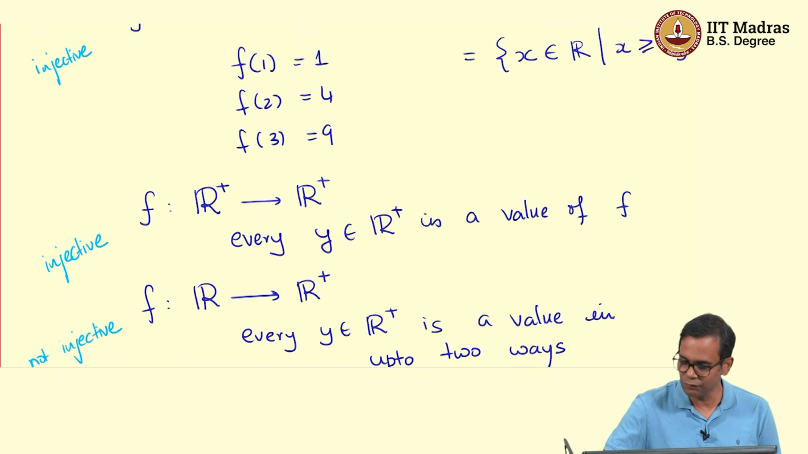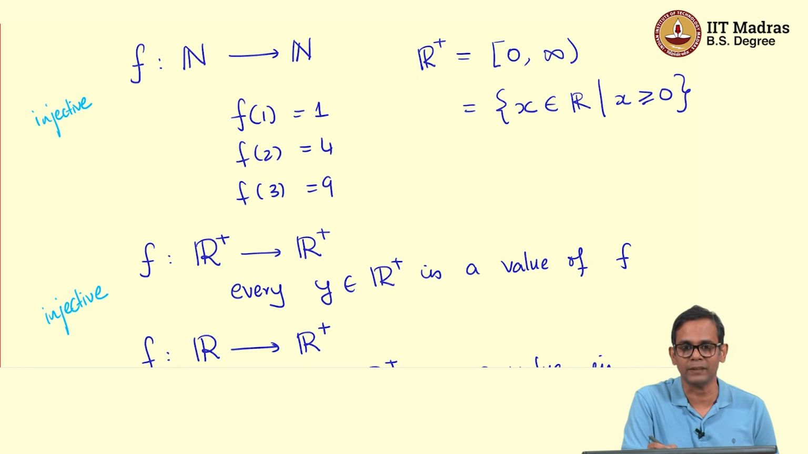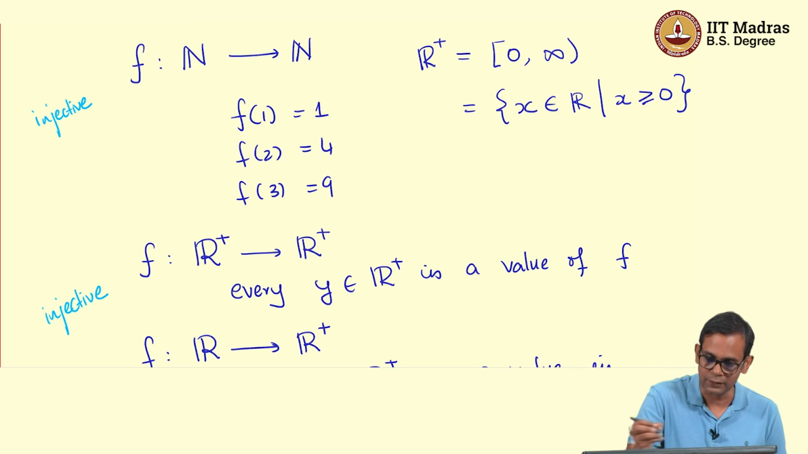Let us go back and look at our examples and see which of these are surjective functions. So, if we take the domain to be the natural numbers, then not every natural number is the square of a natural number. For example, 2 is not the square of any natural number. So, this is not surjective.